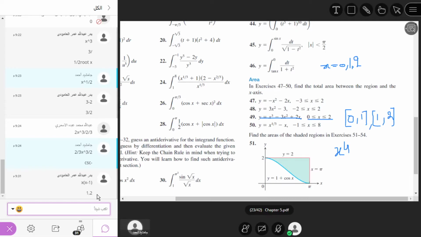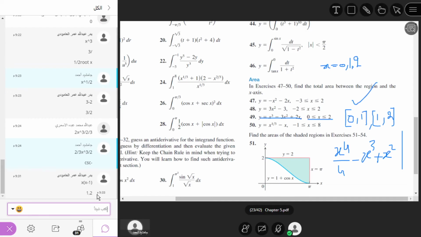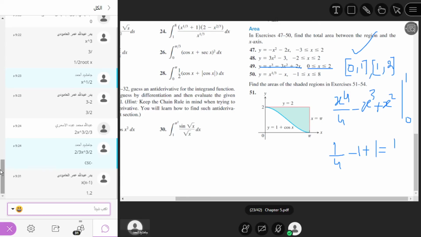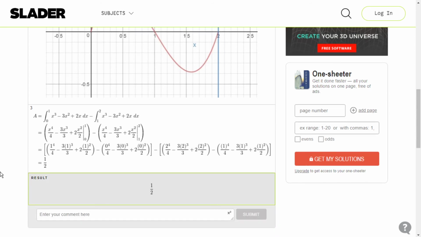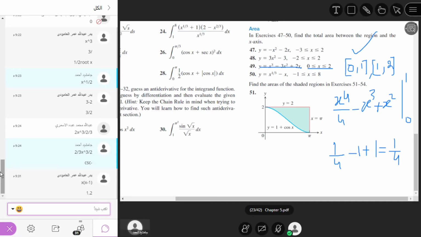So x square first on this subinterval 0 to 1. Whenever we put this, we get 1 by 4 minus 1 plus 1, so the answer of this is equal to 1 by 4. It means the definite integral of f of x over the subinterval 0 to 1 is equal to 1 by 4.